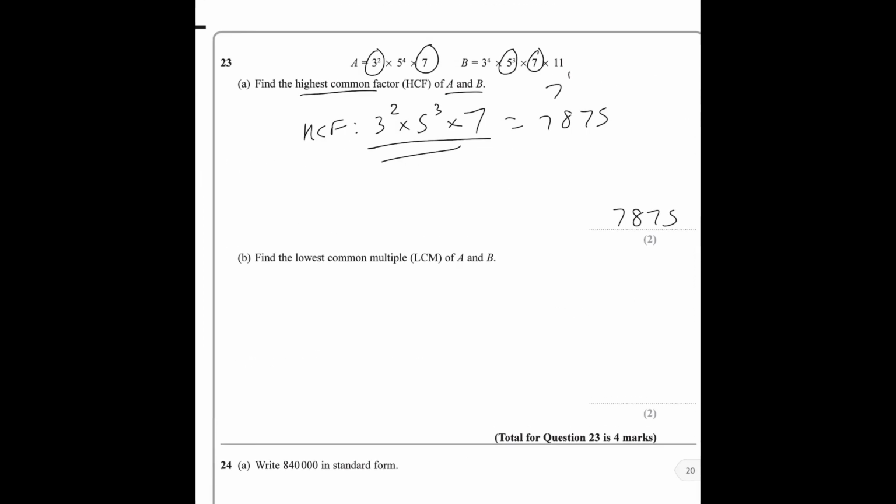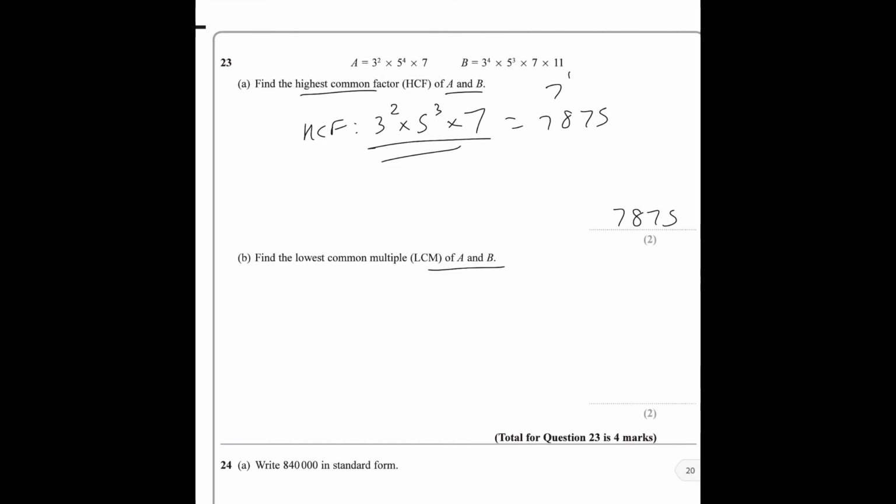You can leave it as this answer as well, but preferably, some marking schemes mention that you have to give the whole number value. So we're going to get 7,875. 7,875 should be your answer.